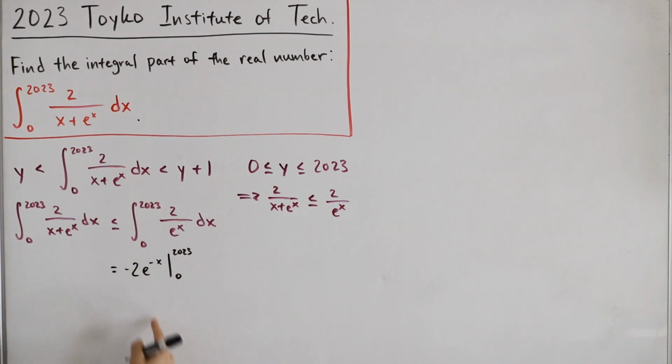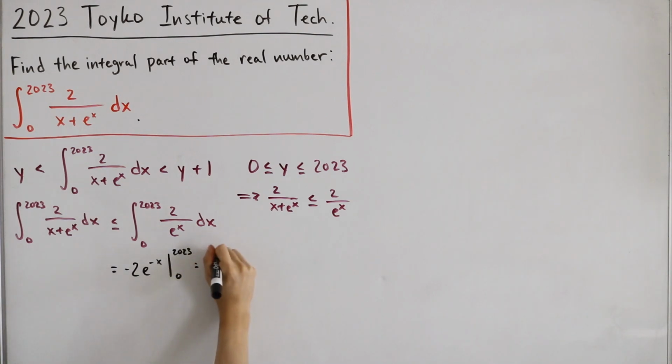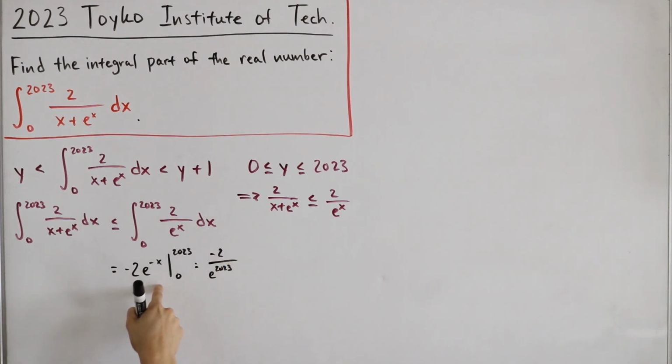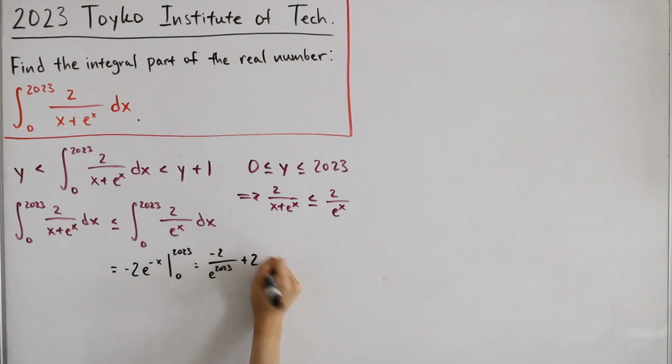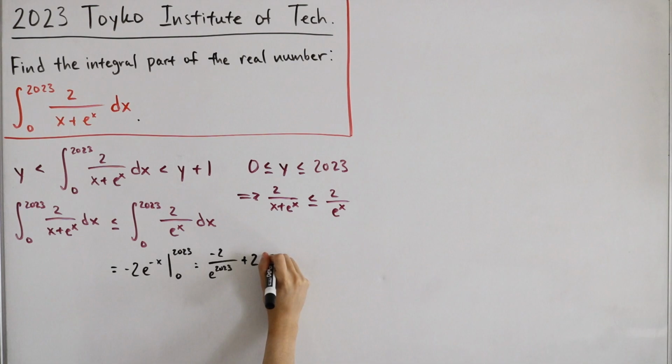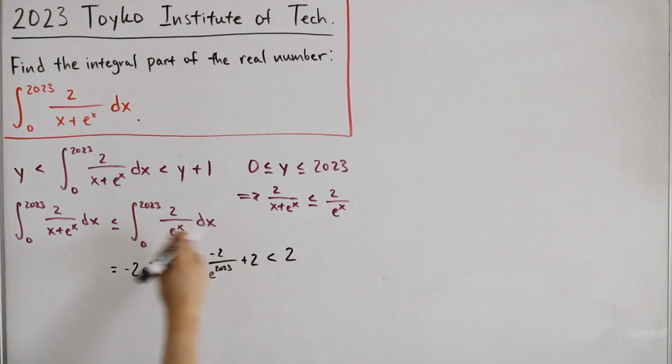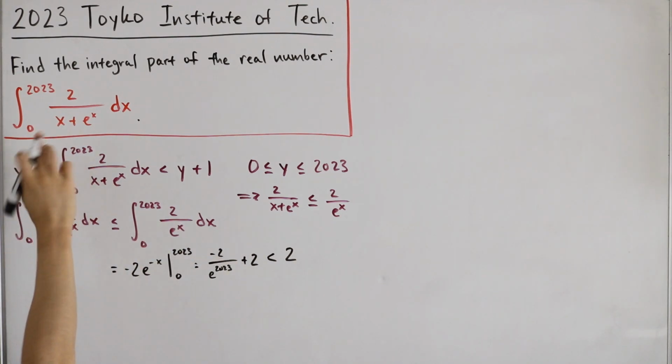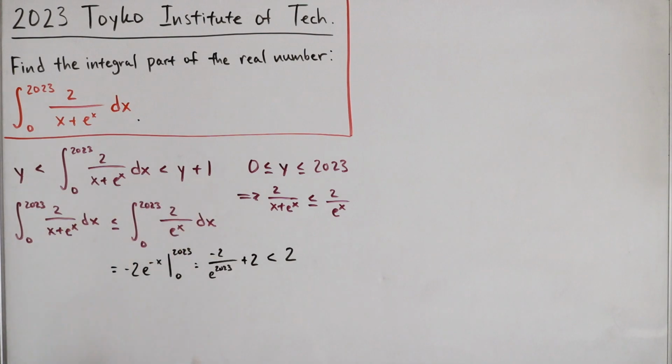If I just plug in 0, so, well, let's just say first, if I plug in 2023, so that means I have, this is going to be -2 divided by e to the power 2023, and then subtract, so plug in 0 over here, so that means that's just going to be 1, then minus, so then that's a plus 2. So this is going to be -2 divided by e to the power 2023 plus 2. We can also, of course, create this bound to say that this is actually going to be strictly less than 2. So with this being the case, we see that this entire integral over here, 0 to 2023 of 2 divided by x plus e to the power x, we know that it's actually going to be strictly less than the value 2.